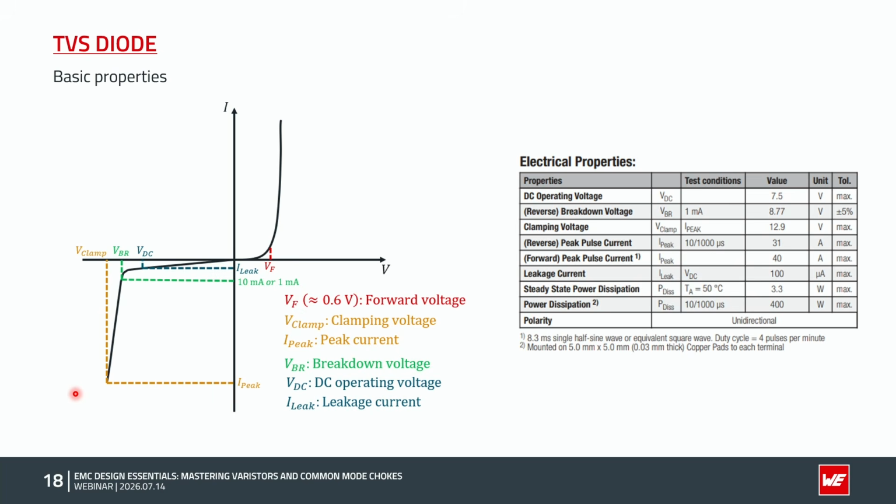It's considered that the diode is activated from this point and protects the circuit from the overvoltage signal. Then we have the maximum current and the corresponding clamping voltage, which are indicated by the brown lines. These are the maximum values allowed for the component. If passing this limit, the component is close to failure.